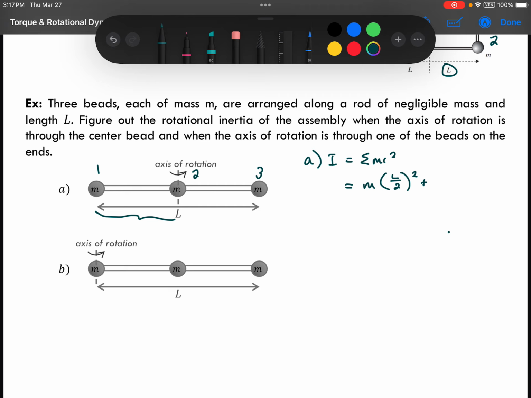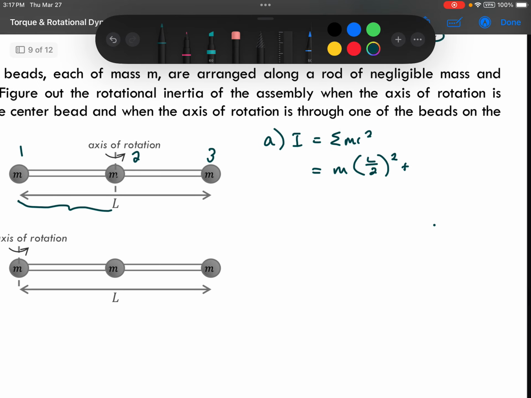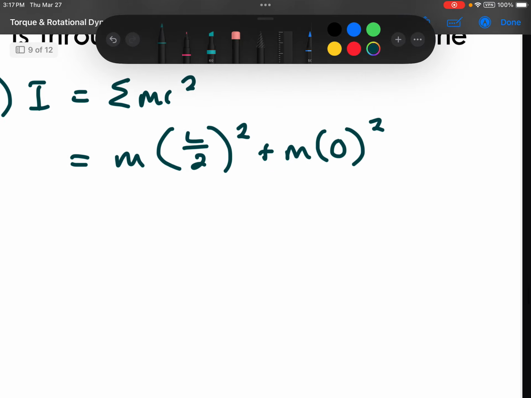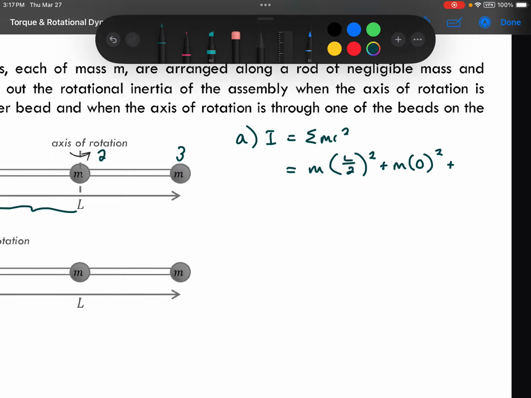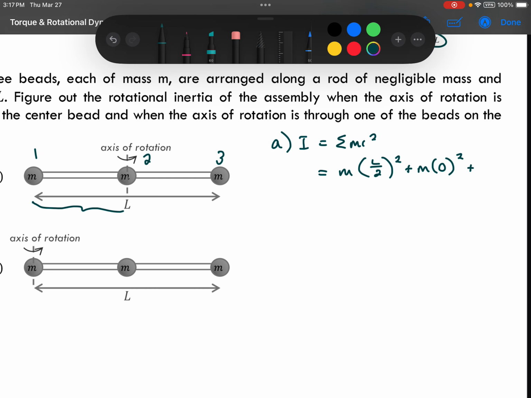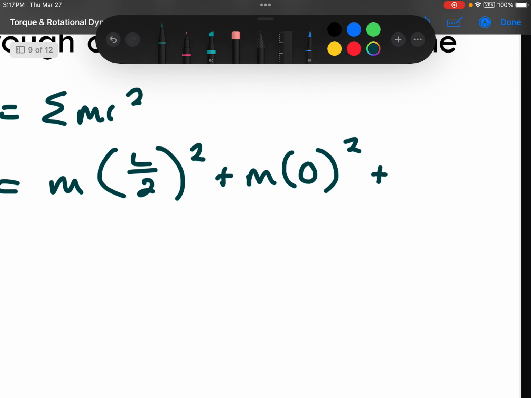Then looking at bead 2, it has mass m, and it is a distance of 0. It is on the axis of rotation. So I'm going to go ahead and write out that term here, but as you see, that's going to zero out, and it's not going to affect the moment of inertia in this case. And then looking at our third point mass m again, this one's also a distance L over 2. So m (L/2) squared.